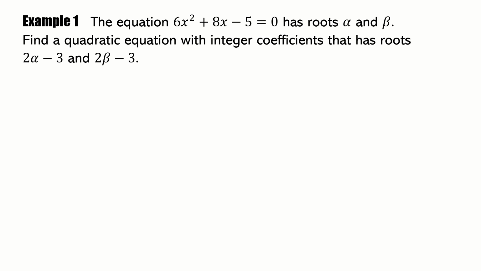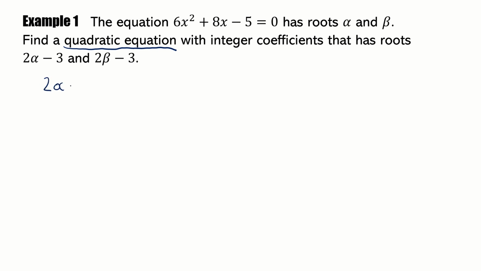Interestingly, we don't need to find those roots, because instead what we need to do is find a new quadratic equation with the roots 2 alpha minus 3 and 2 beta minus 3. All we need to do to find this new quadratic equation is ultimately find what the sum of those new roots is going to be, as well as the product of those new roots, because then we'll be able to use that structure we looked at just before to find what this new equation is. So therefore, let's work that out.